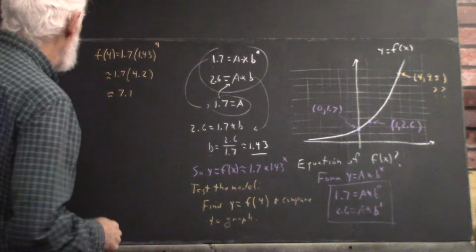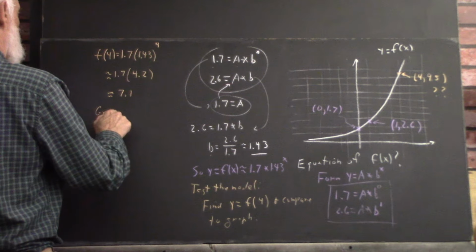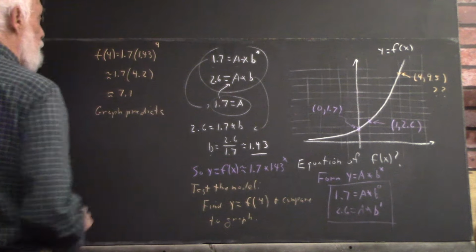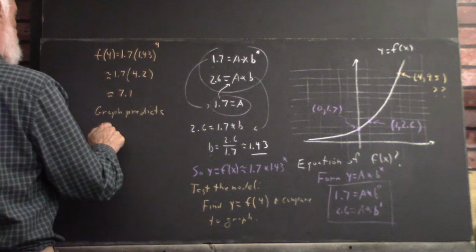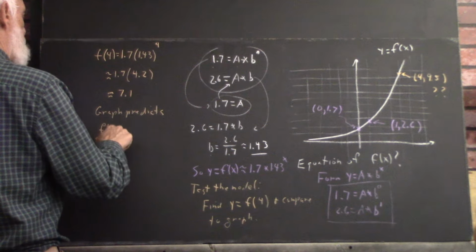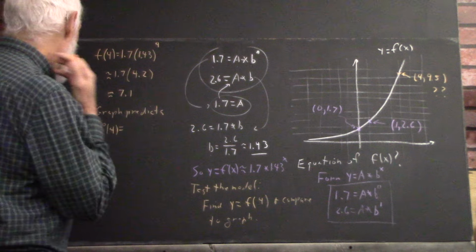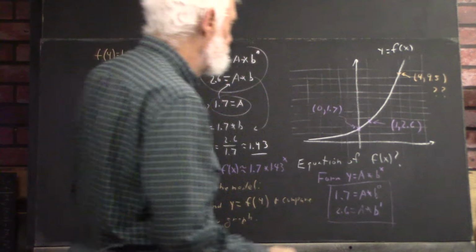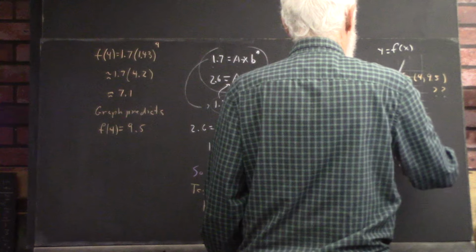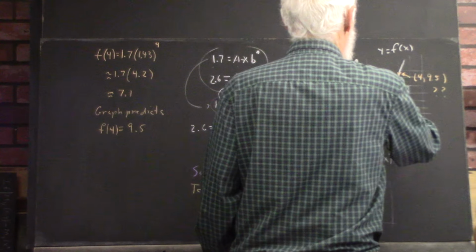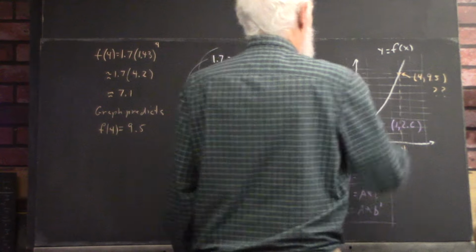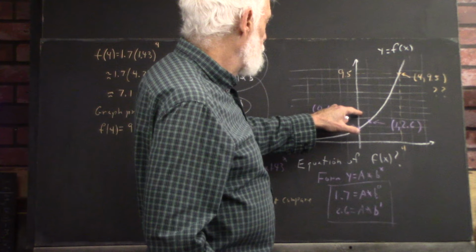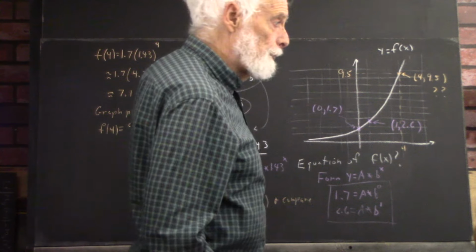Okay? The graph predicts f of 4 equals 9.5. So here's 4. Here's 9.5, and that's how you get what the graph predicts. And let me count again. 1, 2, 3, 4, 5, 6, 7, 8, 9. Yep, 9.5.